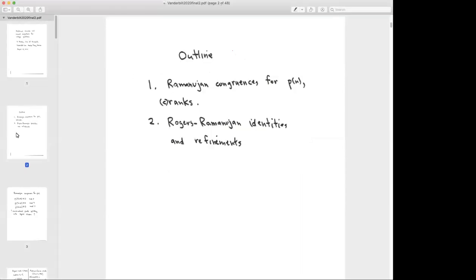Okay, here's the outline. I'm going to have two main topics. First, I'm going to talk about the Ramanujan congruences for the partition function p(n), the number of integer partitions of n, and the combinatorial versions of those from ranks and cranks. And then I'll say some things about Rogers-Ramanujan identities and refinements of them. So this talk has basically two parts. Okay, let's start on the first part.